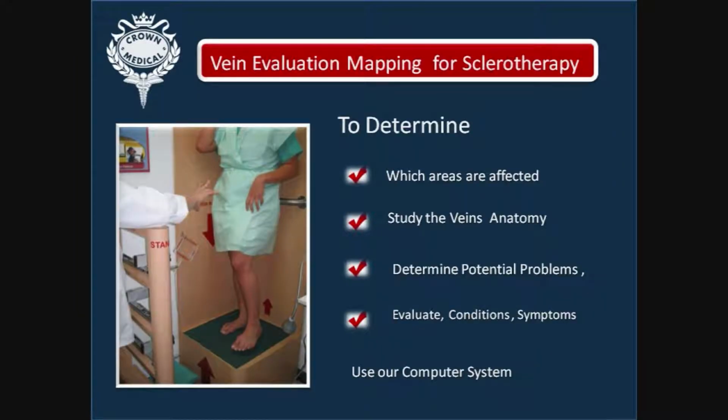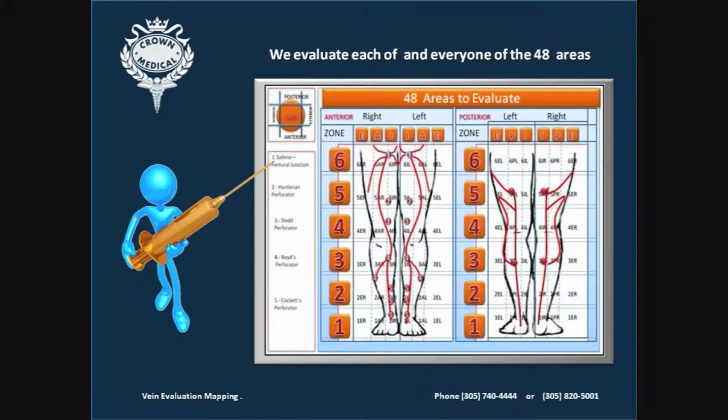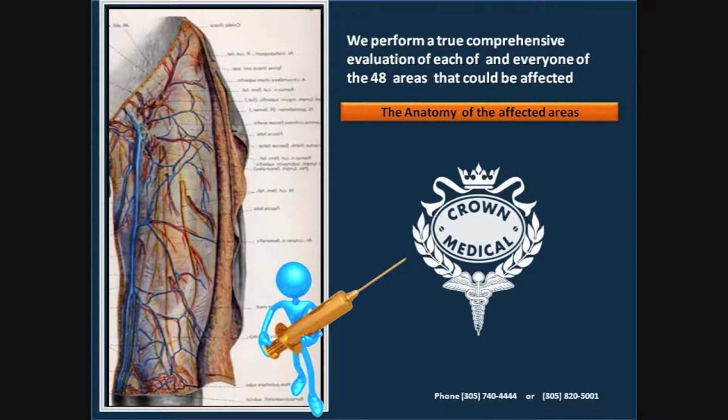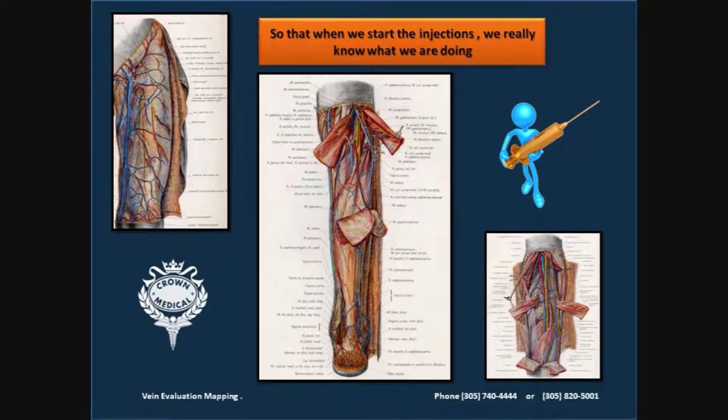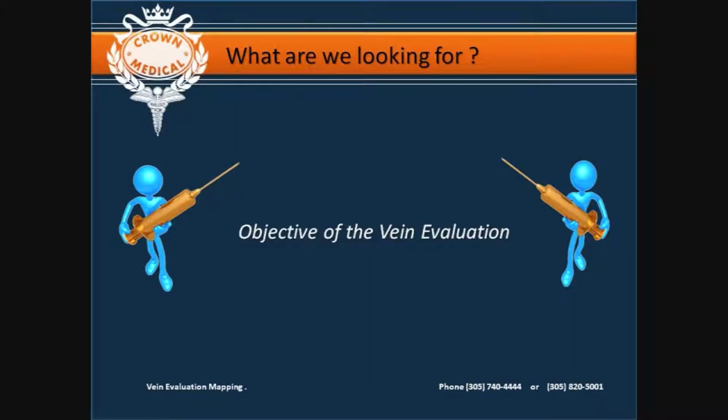At Crown Medical, the first step that we take is to prepare a comprehensive vein evaluation of your lower extremity to determine which are the affected areas, to study your anatomy, to determine the potential problem that the therapy could bring, to gather all the symptoms and conditions, and to input this information in our advanced computer evaluation system. Let's look at the objective of this vein evaluation.